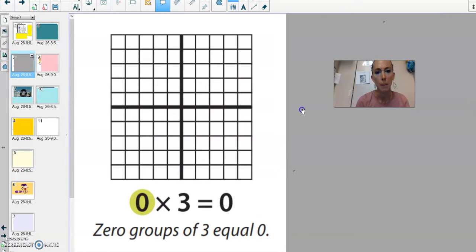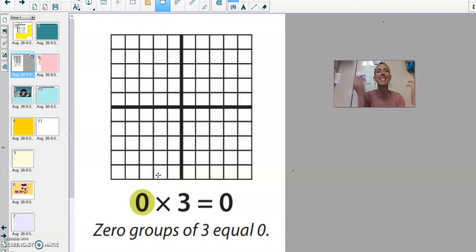So take a look. This problem here, 0 times 3, that equals 0. Why? Because that means 0 groups of 3. So if I draw 0 groups of 3, well, I'm not drawing anything. There's nothing to draw.